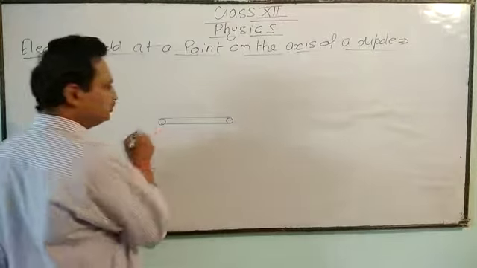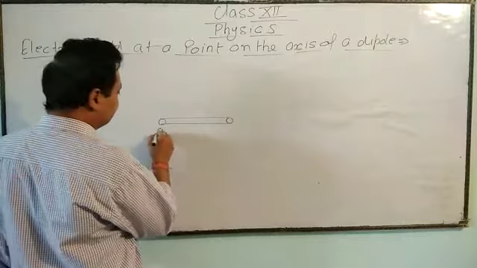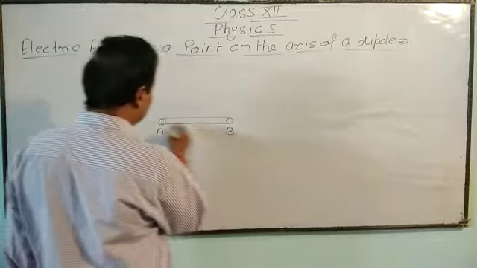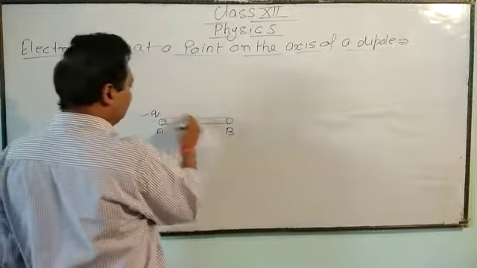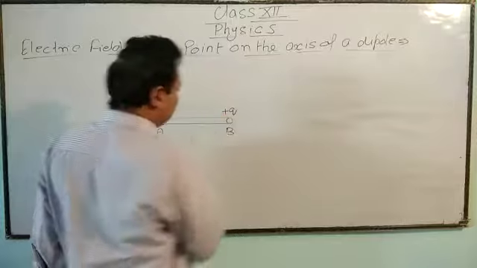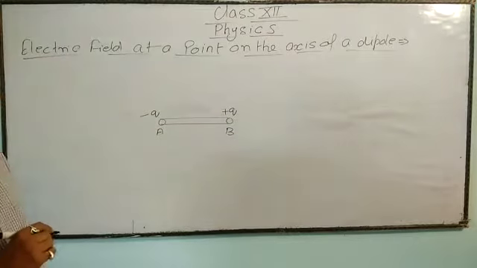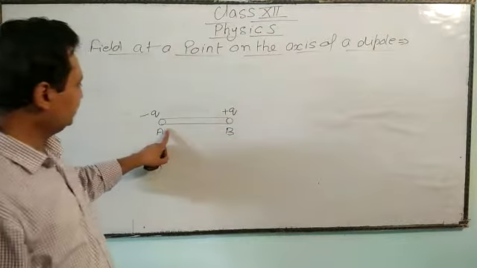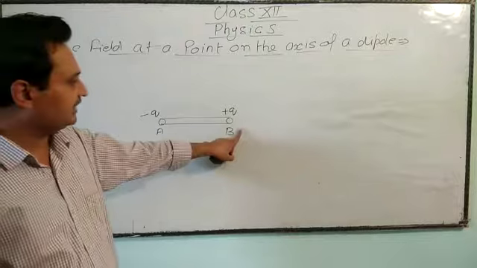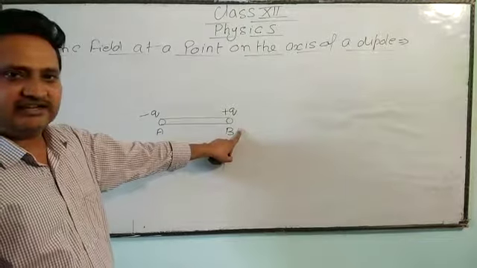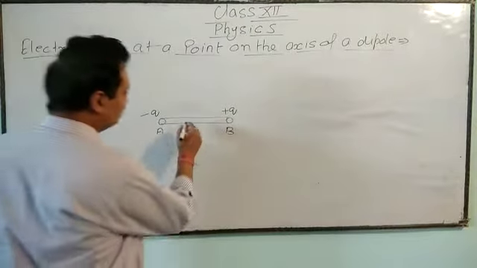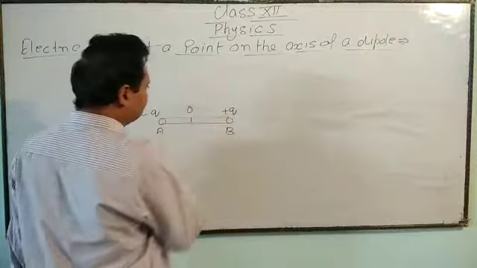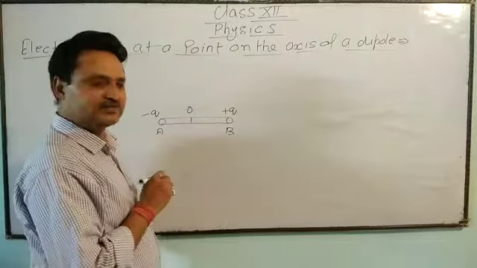This is two poles. First is at the point A, and at the point B, a minus Q charge, and this is a plus Q charge. One end of the dipole is the negative charge and the second end is the positive charge. This is the midpoint of the dipole.